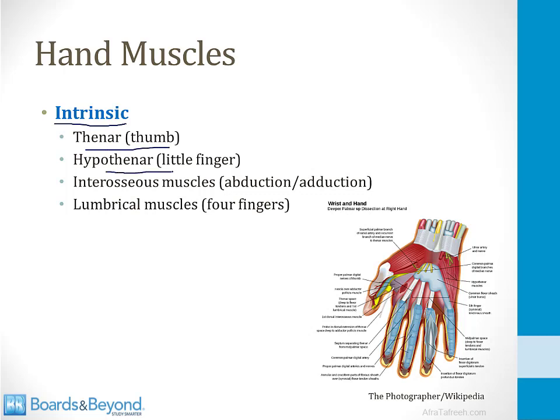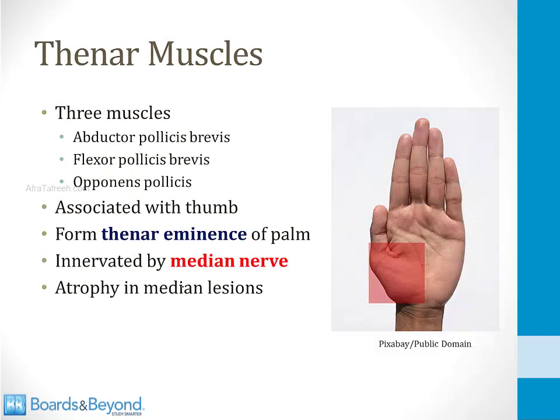The hypothenar group near the little finger. The interosseous muscles, which are found between the digits. These are important for abduction and adduction of the fingers. And then finally, the lumbrical muscles, which are important for flexion and extension of the 4 fingers. Let's talk about those groups of intrinsic hand muscles one at a time.